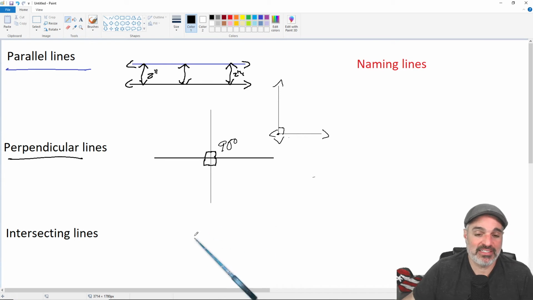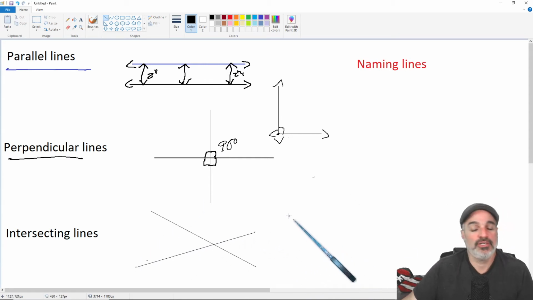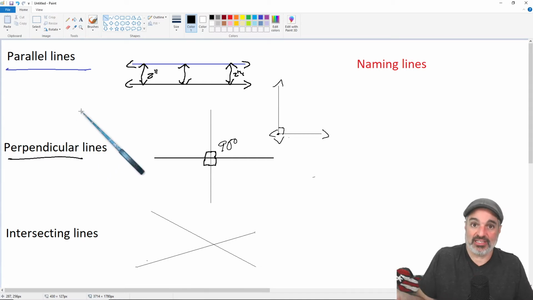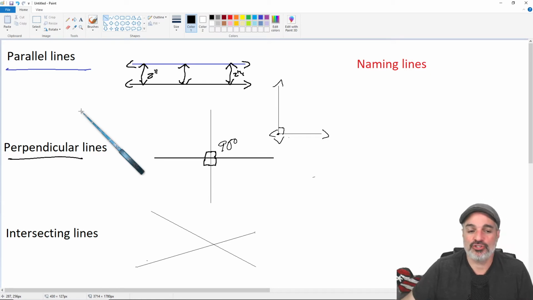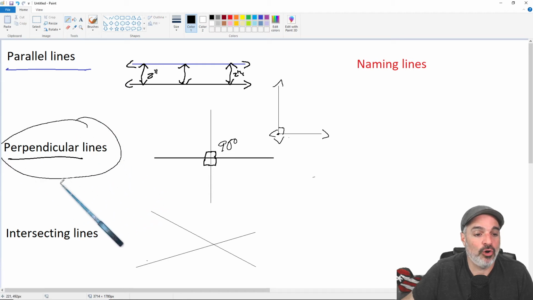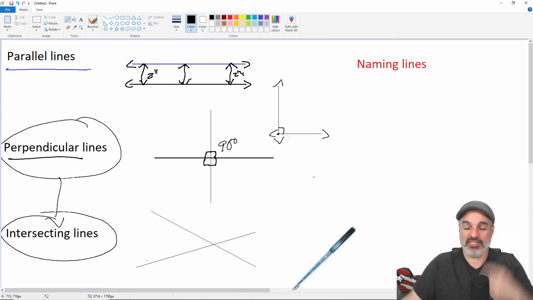Finally, we talked about intersecting lines, and intersecting lines are nothing but two lines that cross. There's one, there's another. So intersecting lines are two lines that cross. Now, if you listen to that definition, two lines that cross, perpendicular lines are also intersecting lines because they do cross. It's just that they receive a specific name because they cross, forming a 90-degree angle. So all perpendicular lines are also intersecting lines, but not all intersecting lines are going to be perpendicular lines.